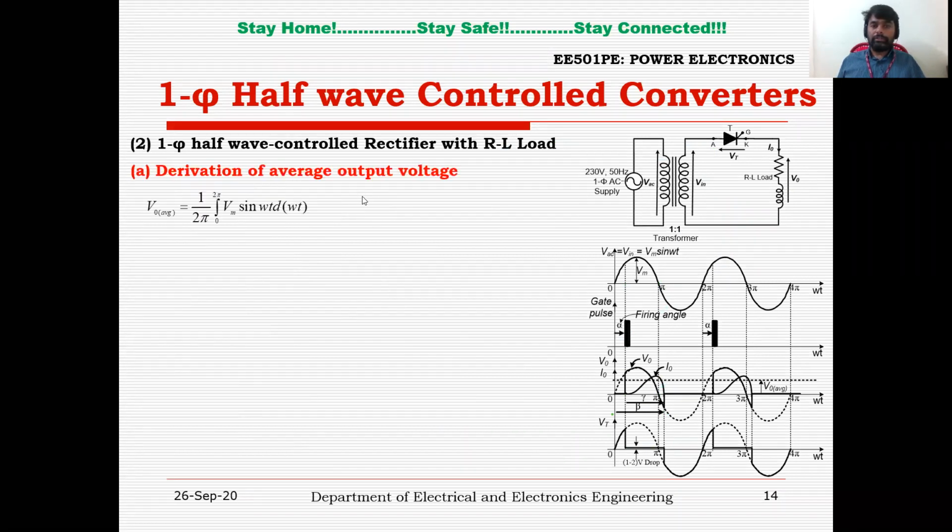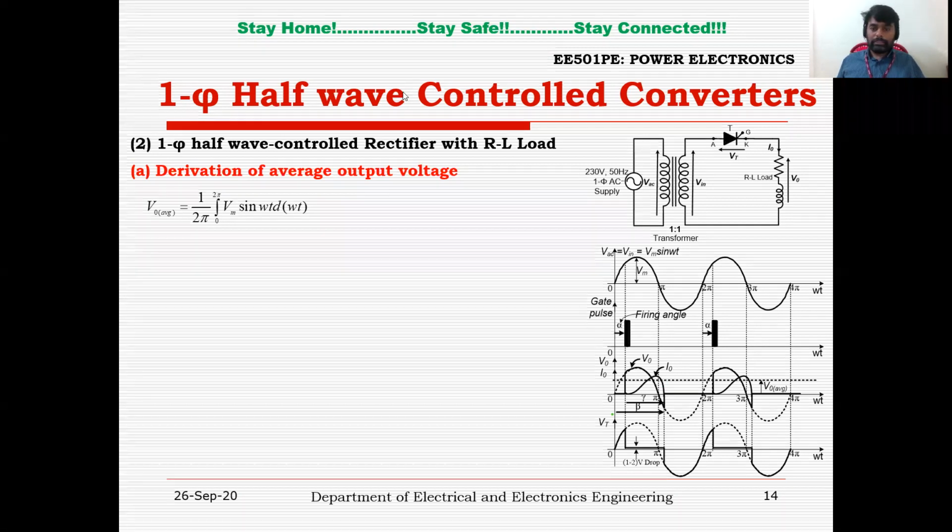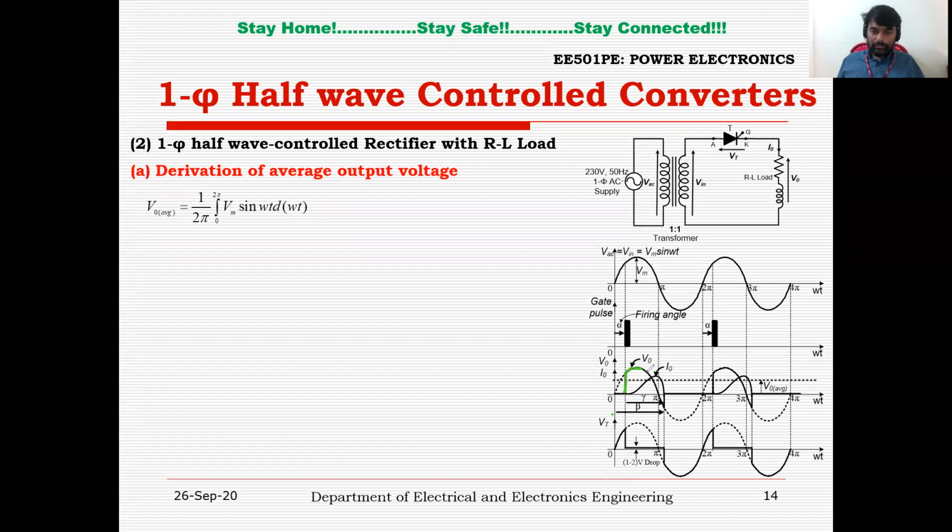Now I am going to derive the average output voltage expression. We need to calculate the area under this curve, which I am going to draw with the green color here. This portion may be positive and negative, but we are going to calculate the average.